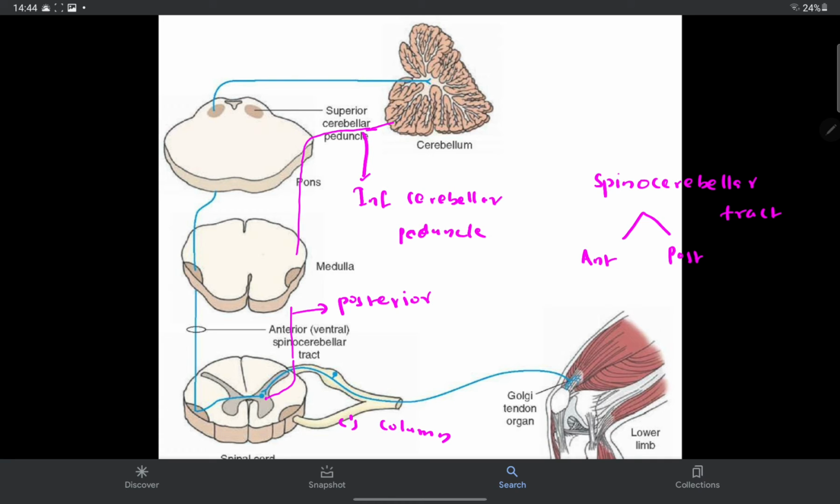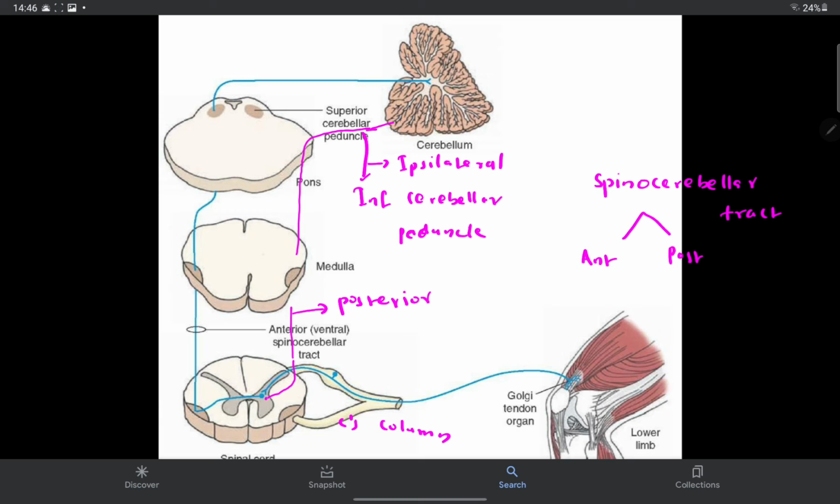The peduncle is a bundle of white matter. We have three cerebellar peduncles: superior, middle, and inferior. The superior cerebellar peduncle connects the cerebellum with the midbrain, the middle connects to the pons, and the inferior connects with the medulla. One more point to be noted is that this posterior spinocerebellar tract enters the cerebellum on the same side, ipsilateral.